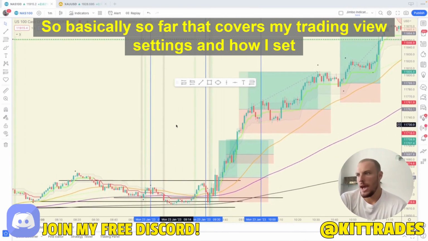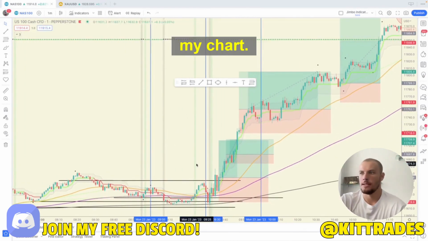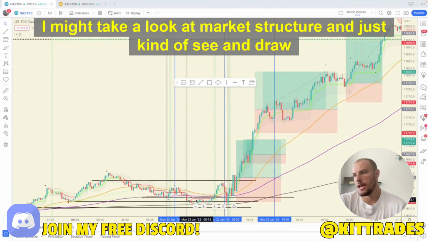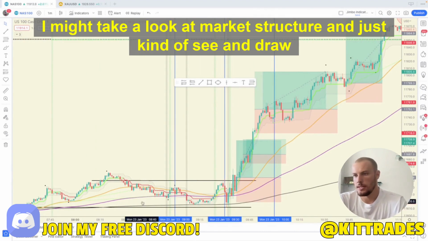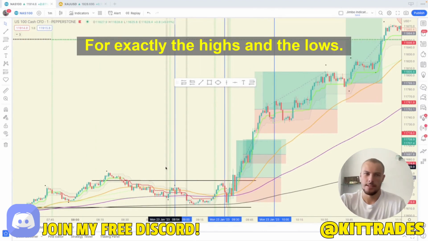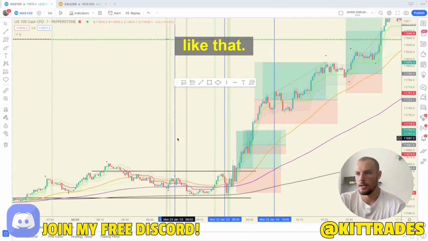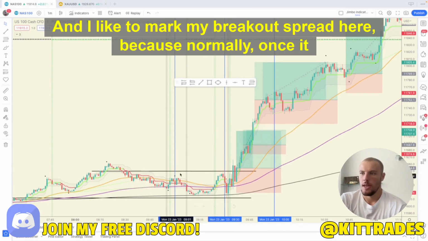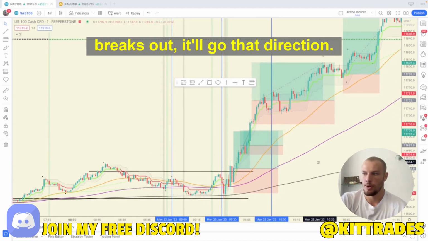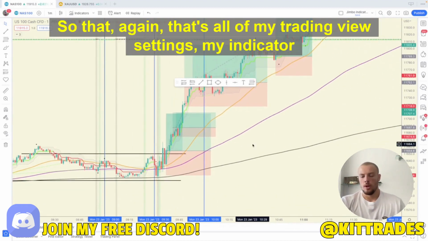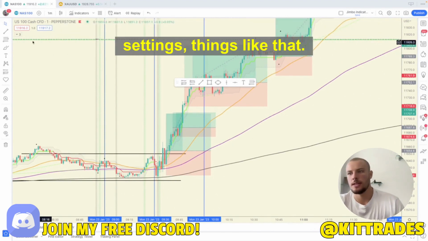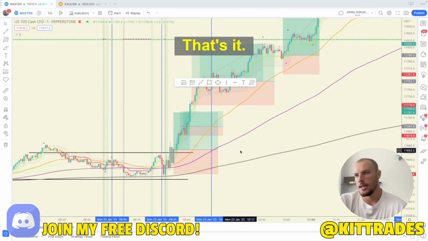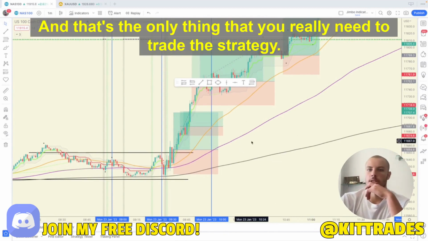So basically, so far, that covers my TradingView settings and how I set my chart at the beginning of the day. I don't really set any support or resistance lines or anything like that. I might take a look at market structure and draw around with a marker exactly the highs and the lows, but I'm not setting resistance or supports or supply zones or anything like that. I'm just setting my times 9, 9:30, 10 possibly, and 12. And I like to mark my breakout square here because normally once it breaks out, it'll go that direction. So that's all of my TradingView settings, my indicator settings. You'll see the only indicator I have on is our Jimbo filter divergence. That's the only thing that you really need to trade the strategy.